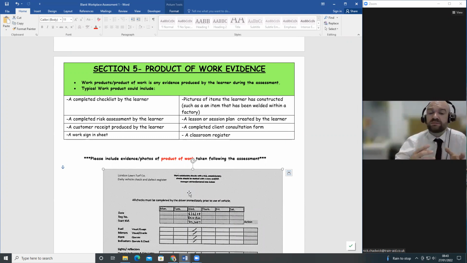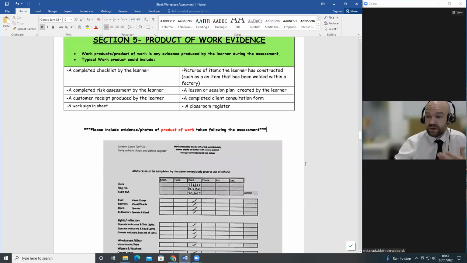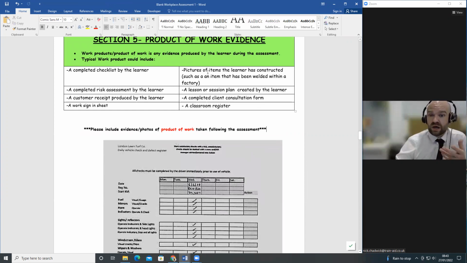You might need to think about, what is my product of work for my workplace assessment? But just remember, it's anything that is produced by the learner during the assessment. You could have pictures, for example, pictures of items the learner has constructed, such as an item that has been welded within a factory. That's a product of work. It could be something that has been created. It doesn't have to be paperwork based.